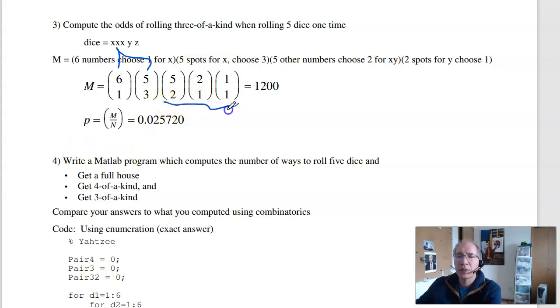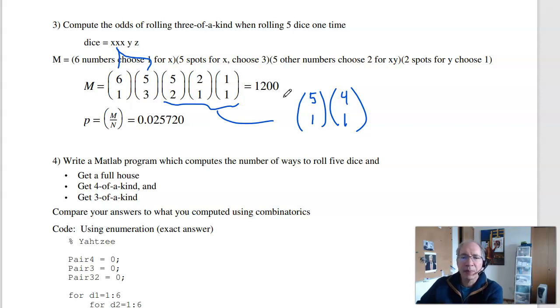Another way to do that also works: there are 5 remaining values, pick 1 for y. There are 4 remaining values, not x and y, pick that for z. That also gives you 1200. Either way works, giving a probability of 0.025 of getting 3 of a kind.